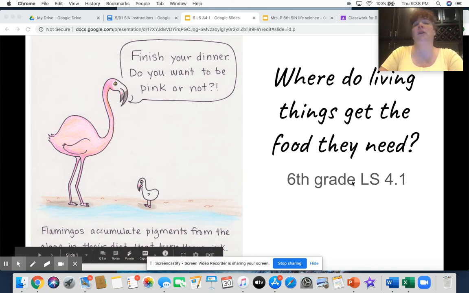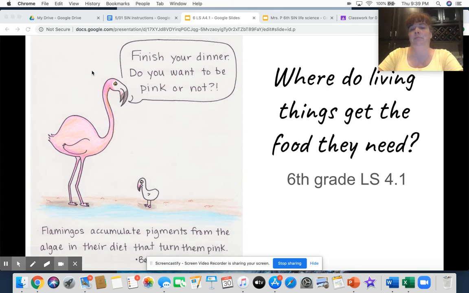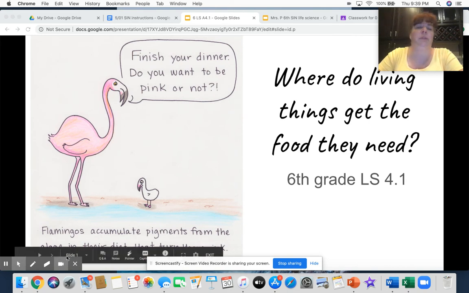So I have my cartoon about what flamingos eat, because they are pink because of the food they eat. They eat a kind of brine shrimp and algae that turn them pink. So the mama flamingo is saying, "Finish your dinner. Do you want to be pink or not?" Okay, I couldn't find anything to go with it, so I went with that. It's flamingos. All right.